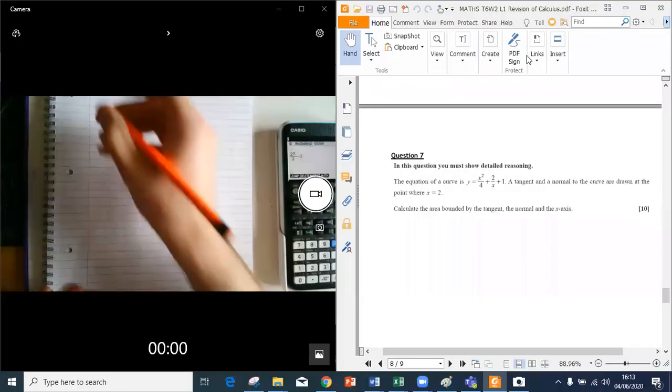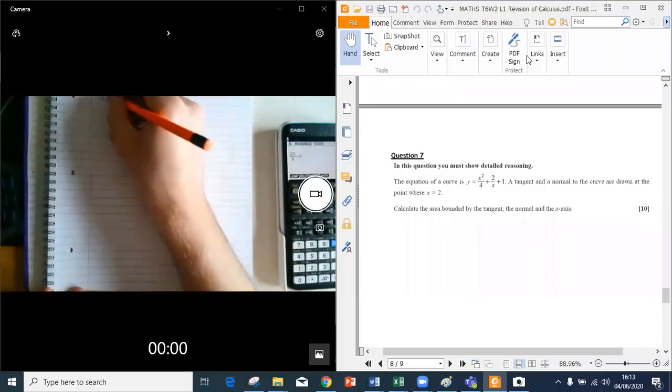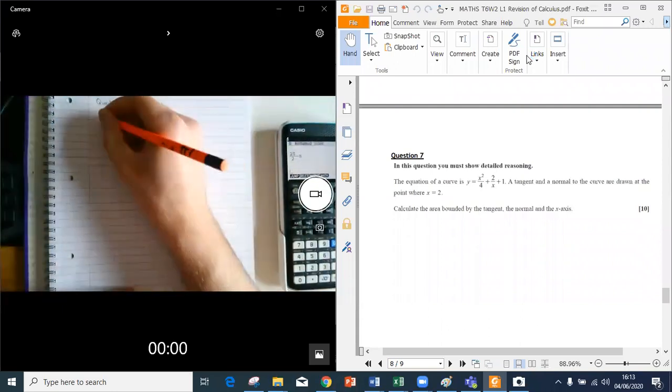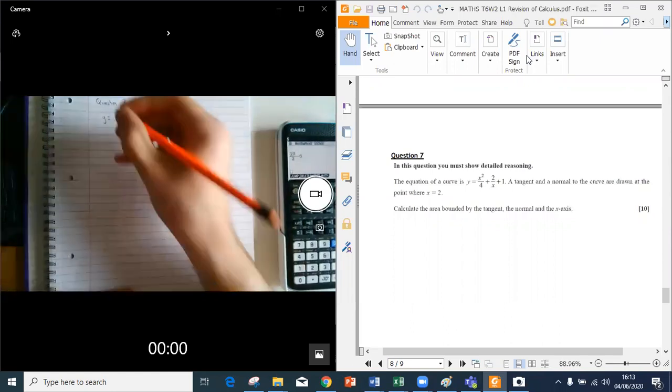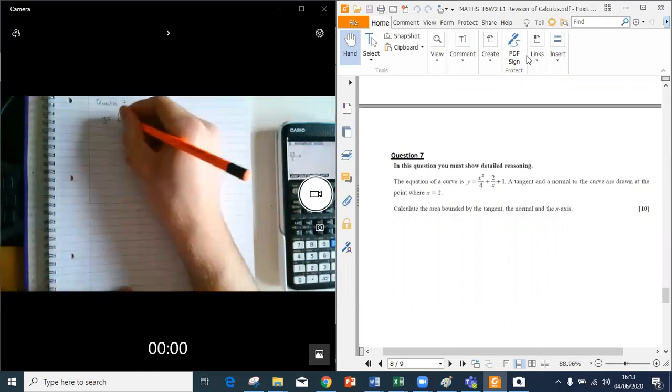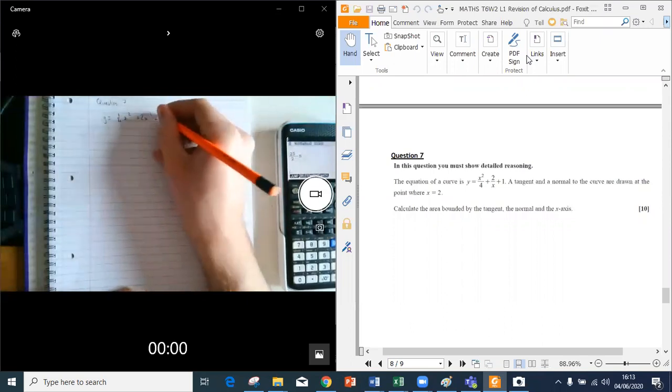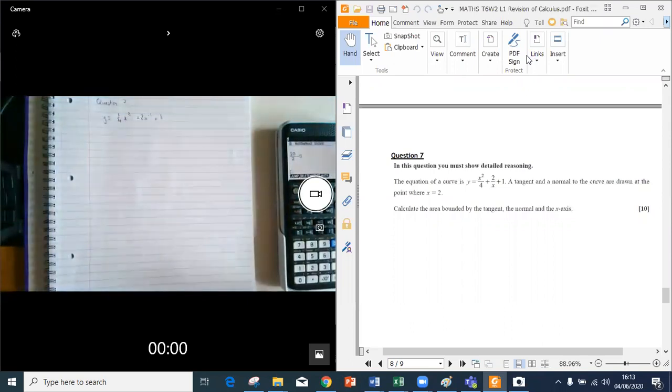Okay, question 7. Okay, this looks like an interesting one. We have y equals, I'm going to write it in a nice form, a quarter x squared plus 2 over x plus 1, and a tangent and a normal to the curve drawn at the point x equals 2. Okay, and we want to find the area bounded by the tangent, normal, and the x-axis.